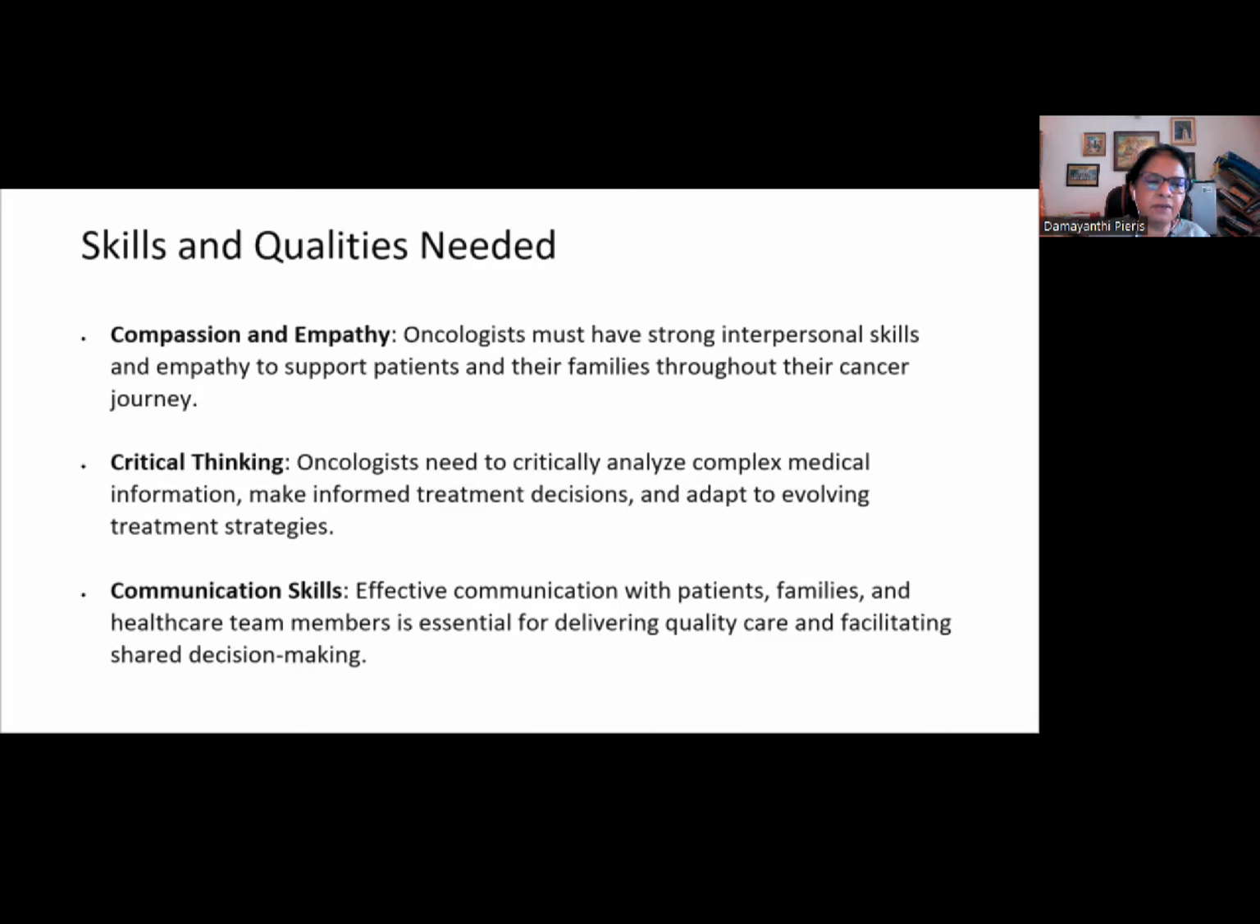And we may have to break bad news. We may have to give the options of treatment to patients and their families, and especially to our other team members of our healthcare team. So these three skills are a must, or you will develop them when you are becoming a clinical oncologist.